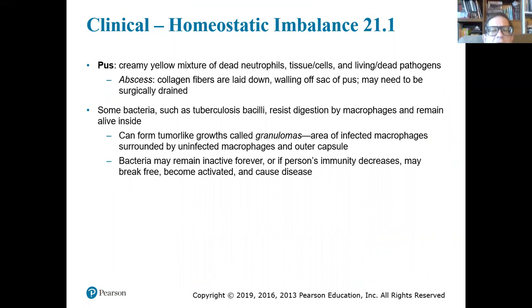Anyway, homeostatic imbalance: you're going to have a bunch of dead neutrophils at the wound, and that means you're going to have pus. Pus is yellowish, whitish, a bunch of dead neutrophils, also dead cells and tissues from the wound, and living or dead pathogens. You might have the body try to contain the damage to one area by laying down a bunch of collagen fibers and making a sac. That would be what we call an abscess. And an abscess full of pus, you might have to slit it open and drain it. Disgusting.